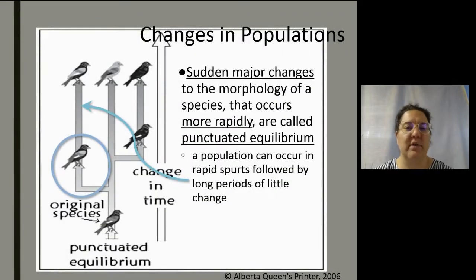Changes in populations can also happen suddenly. If a major event has a strong impact on the environment, and this causes a different morphology of a species to be more advantageous, change can occur quite rapidly within one or two generations, and this is called punctuated equilibrium. So this would be a quick change in a population followed by long periods of little change.